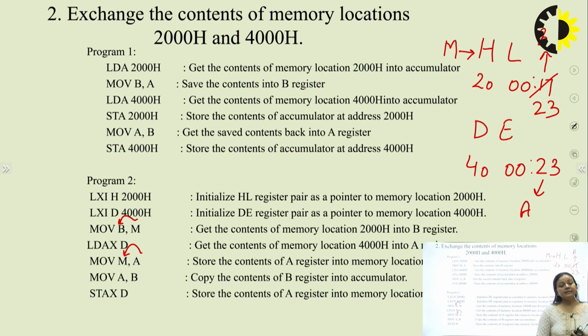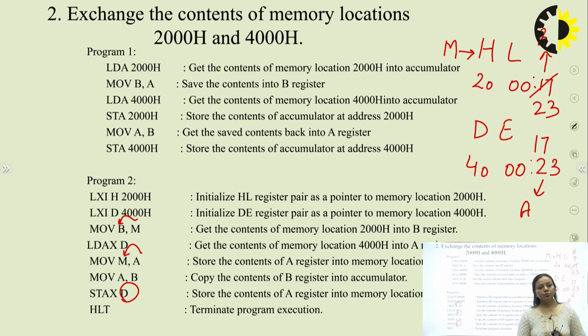And next you write STAX D. This STAX says store the contents of the accumulator to the address in this extended register pair. So the DE pair is pointing to 4000. Here the contents, that is 17H, which was stored in register B and which we moved to the accumulator, is being stored here. So in this manner you can exchange the contents, as we don't have a direct swap instruction available for two memory locations. And the last instruction should be HLT, terminate the program.